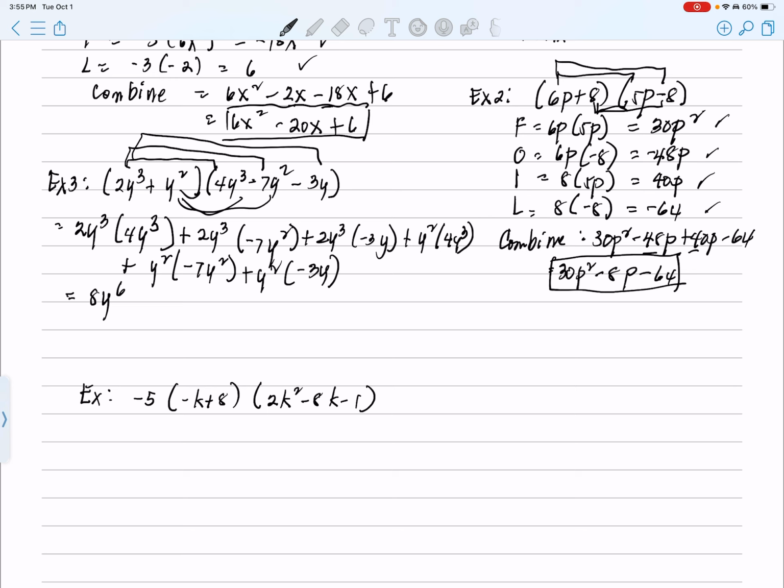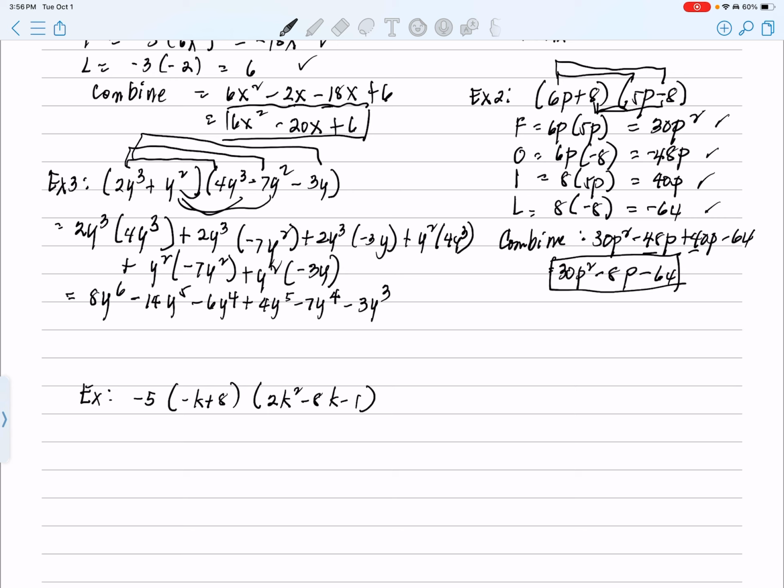2 times negative 7, that's negative 14, and that is y to the 3 plus 2, that is 5. 2 times negative 3, that is negative 6y to the 4th. Then 4 times y, 4y cubed, plus y times y squared, that is 4y to the 5th power. Negative 7y to the 4th. And negative 3y to the 3rd.